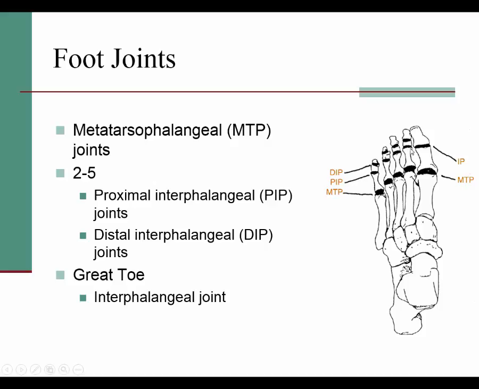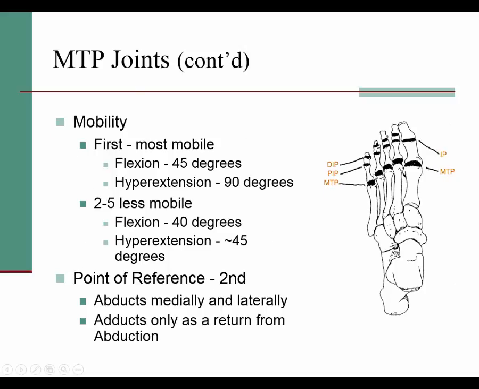As far as mobility goes, the great toe is your most mobile. You have about 45 degrees of flexion and about 90 degrees of hyperextension. Digits 2 through 5 are less mobile. You get about 40 degrees of flexion and only about 45 degrees of hyperextension in the other digits. And that's in the MTP joint itself. The point of reference is always the second metatarsal.